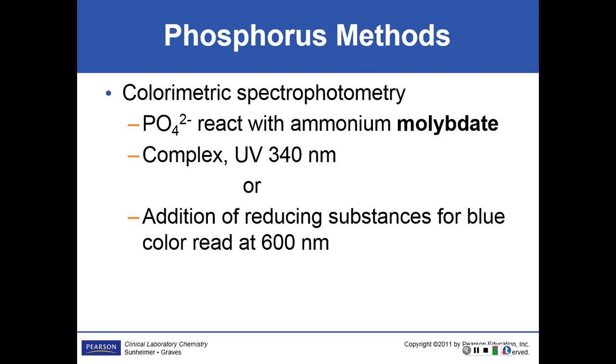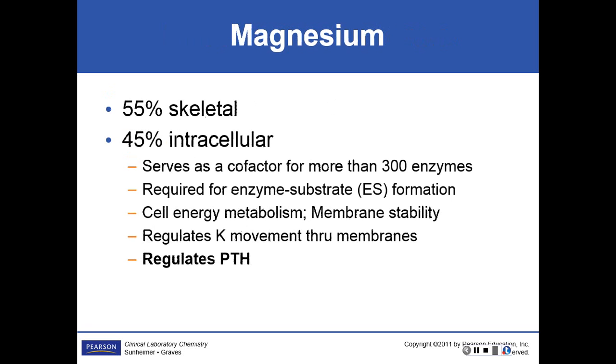Its methodology most commonly used is an ammonium molybdate. We can make a color complex by adding certain substances to read at higher wavelengths.